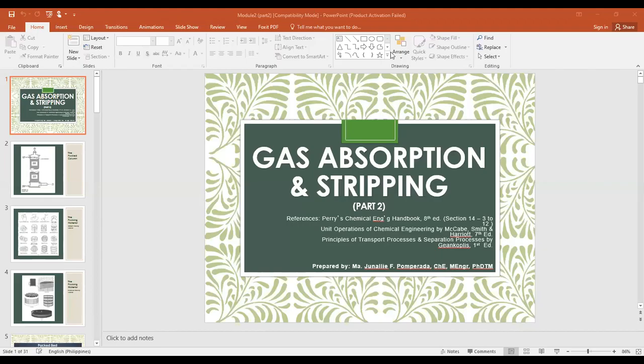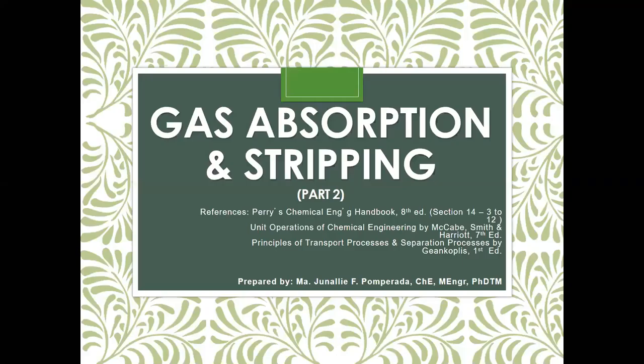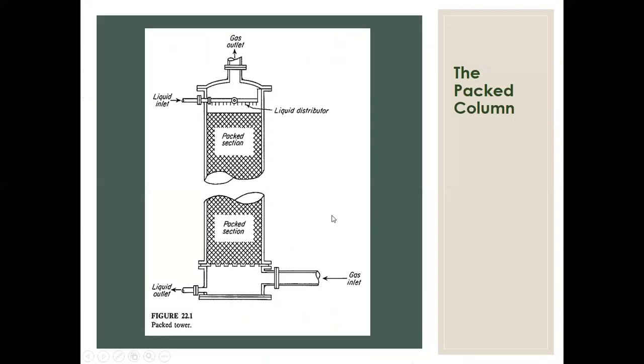Okay, so we are now on the part of designing the column. That is designing the gas absorption or the stripping column. For a packed column, so you have your column here. This is a representation snipped from our textbook.